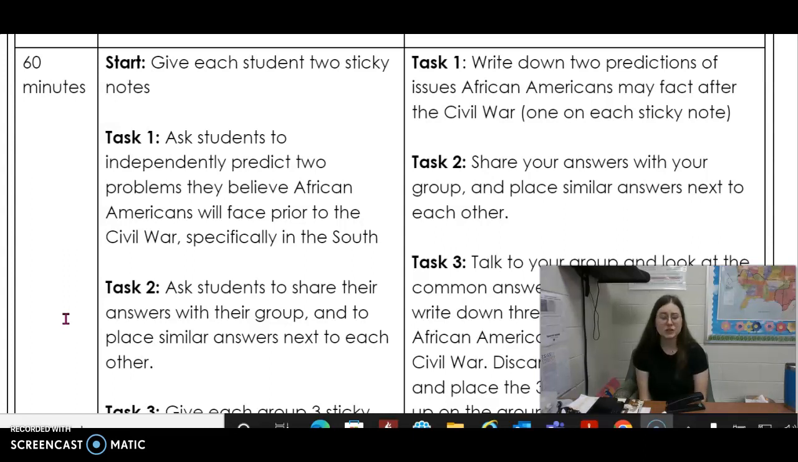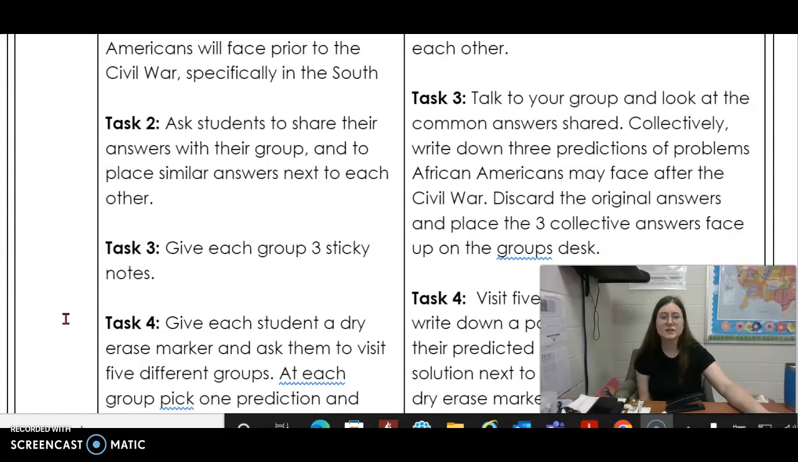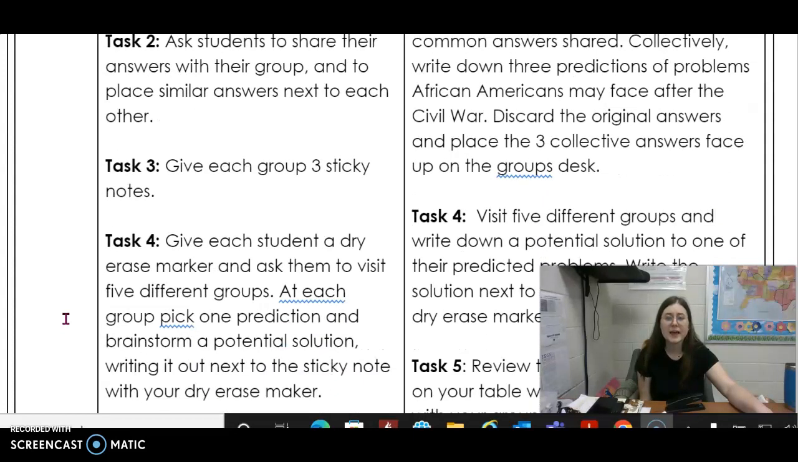Second, the teacher, you are going to facilitate a group collaboration. The teacher needs to ask the students to share their answers with their group and to have the groups put similar answers next to each other. The next task, the teacher, you need to ask students to review the collective answers they've come up with and list 3 answers they all agree on. So this started with individual brainstorming, and now we're more in the collaboration phase.